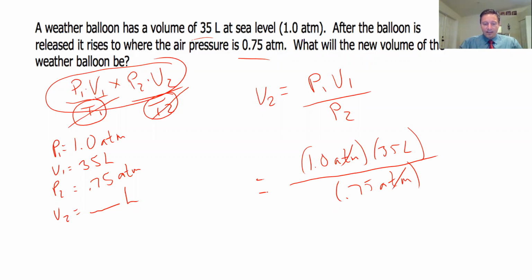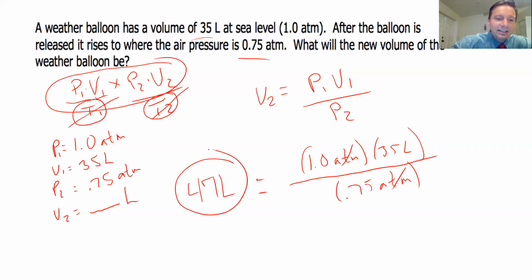So let me plug this in my calculator. So I have 35 divided by 0.75. Rounding to 2 significant figures, I have 47 liters. I can come here and write that, 47 liters is my volume, my secondary volume. So that's our first example problem.